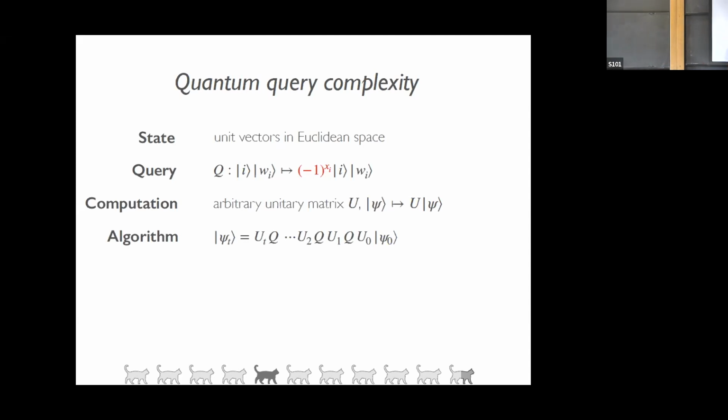A quantum query algorithm consists of applying a sequence of computations followed by a query. So we try to collect some information about the inputs, followed by more computations, and then we can do another query, and so on. Initially, our state is set so that all the quantum bits are 0.